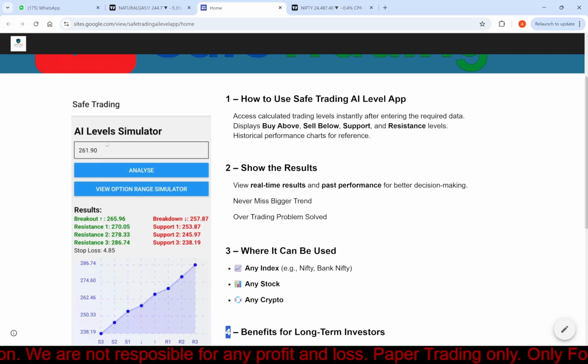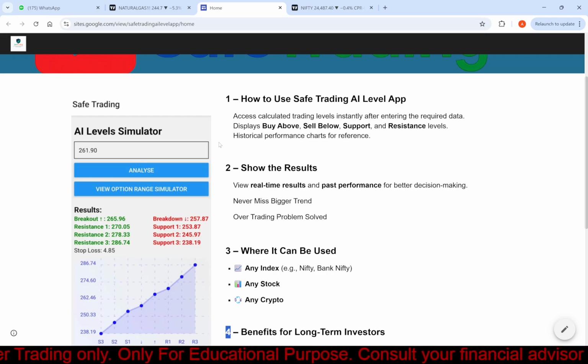As you can see here, I have pasted the opening price of natural gas for 13th August and it has given me the levels. This is how you will see it on your UI. I hope the first point, how to use this app, is clear. Now the most important point: as this is an AI level simulator, it will not work on real-time data, which is actually good, because this app is not SEBI registered, and that's why we have to enter the values manually.